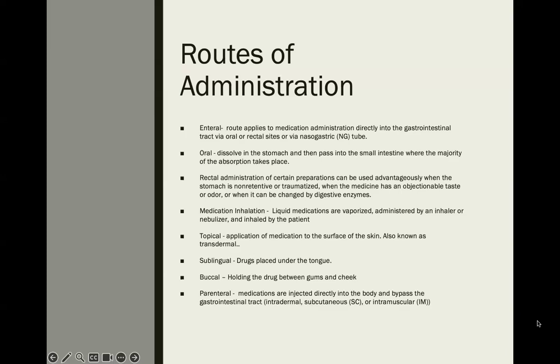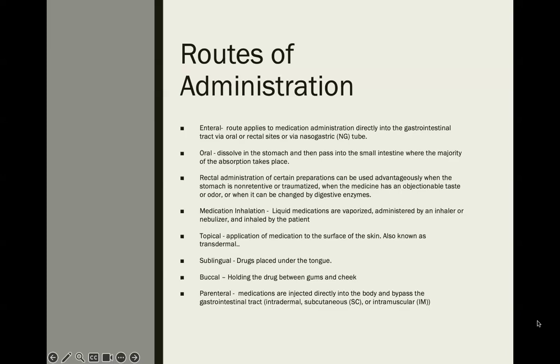Rectal administration, we usually do when the stomach has been traumatized or is non-retentive, or when a medicine has an objectionable taste or odor, or when it can be changed by the digestive enzymes. Inhalation, or medication inhalation, is when liquid medications are vaporized, administered by inhaler or nebulizer, or inhaled by the patient. So like a breathing treatment, or people with asthma, like an inhaler.